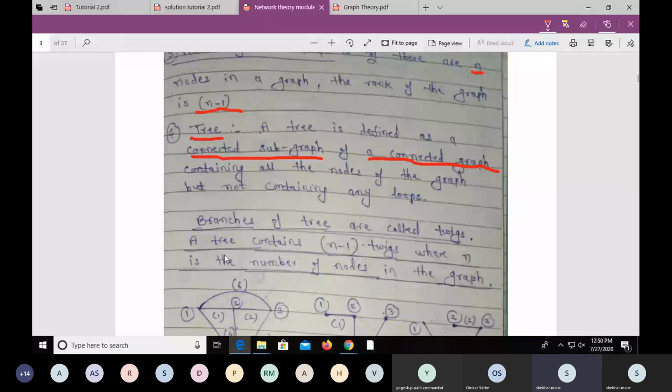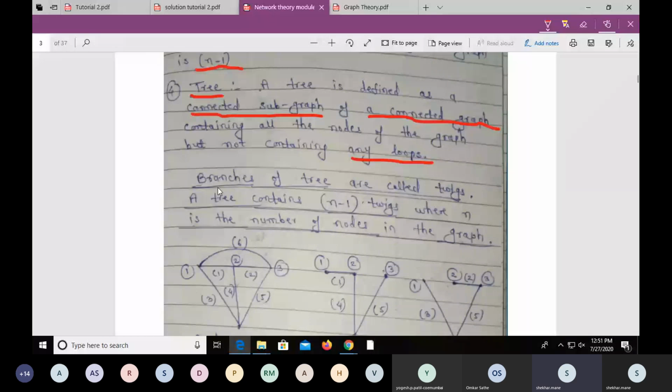containing all the nodes of the graph but not containing any loops. This is very important, but not containing any loops. We'll see an example. From the example you will understand. Branches of a tree are called twigs. A tree contains n minus 1 twigs, where n is the number of nodes.